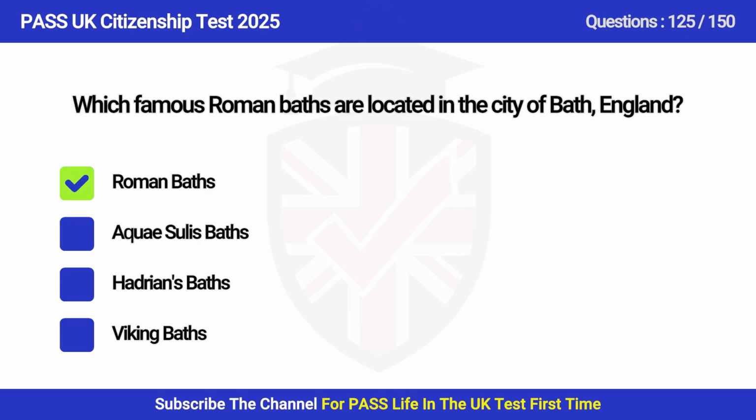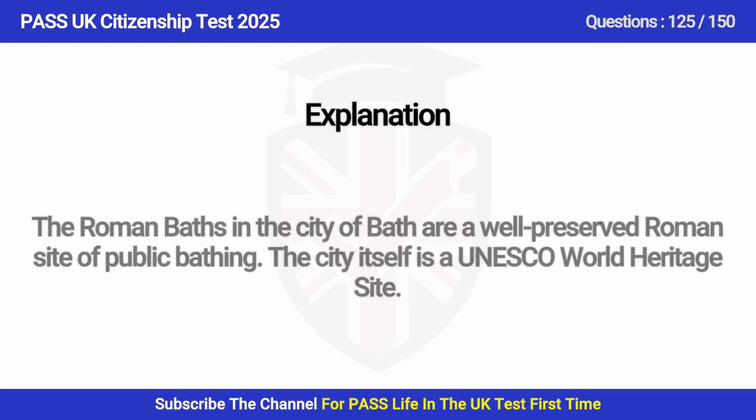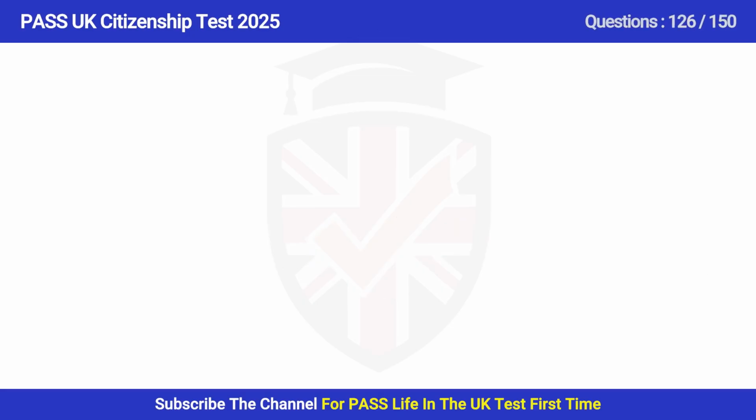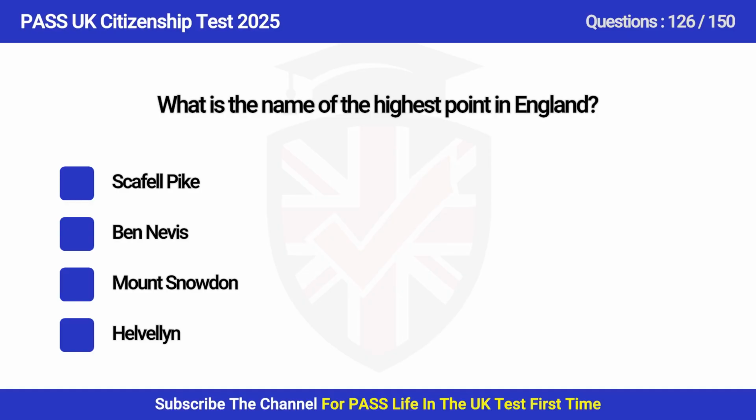Answer is A. Roman Baths. The Roman Baths in the city of Bath are a Roman site of public bathing. The city itself is a UNESCO World Heritage Site. Question 126. What is the name of the highest point in England? A. Pike, B. Ben Nevis, C. Mount Snowdon, D.